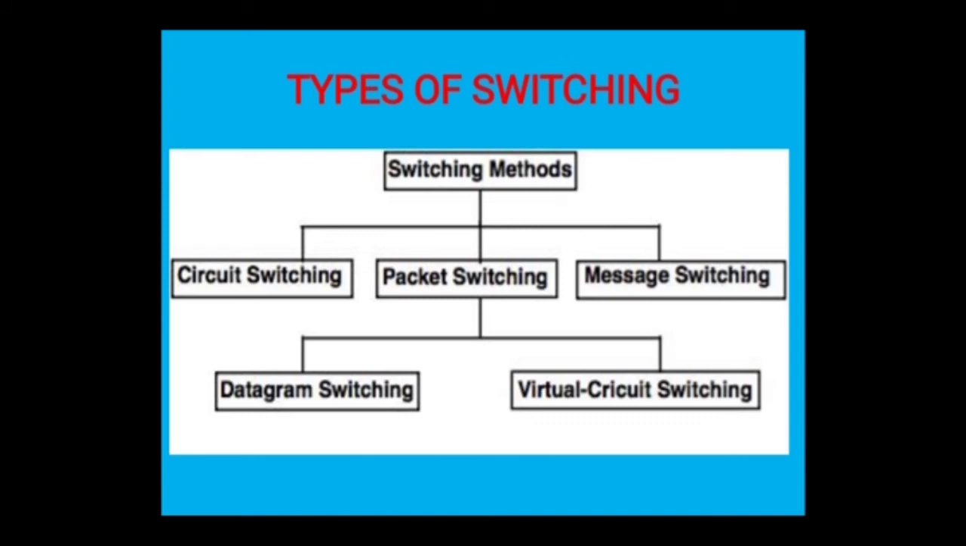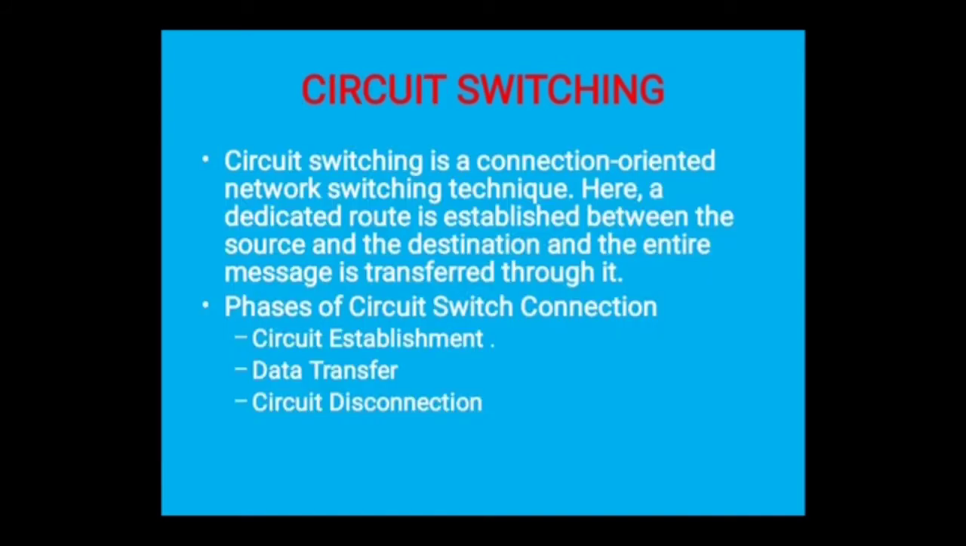So let's shed light on circuit switching. It is a connection-oriented network switching technique. Why am I saying it is connection oriented? Because we have to decide the path, we have to predefine the route from which my data will travel. So in this kind of switching, we define the route in the beginning, and after the connection is established, then we transfer the data.